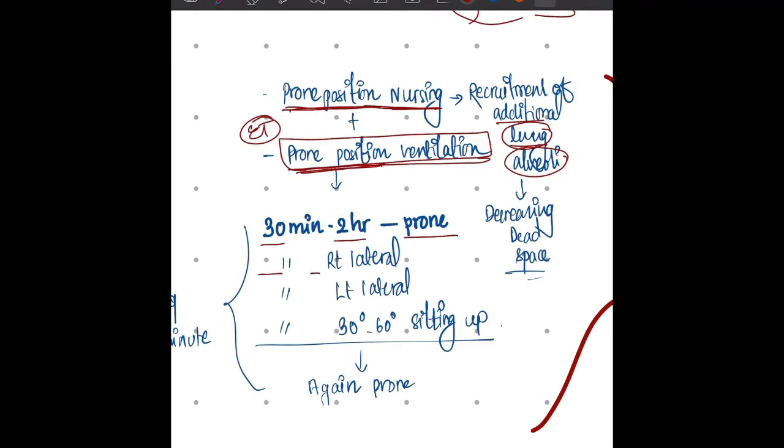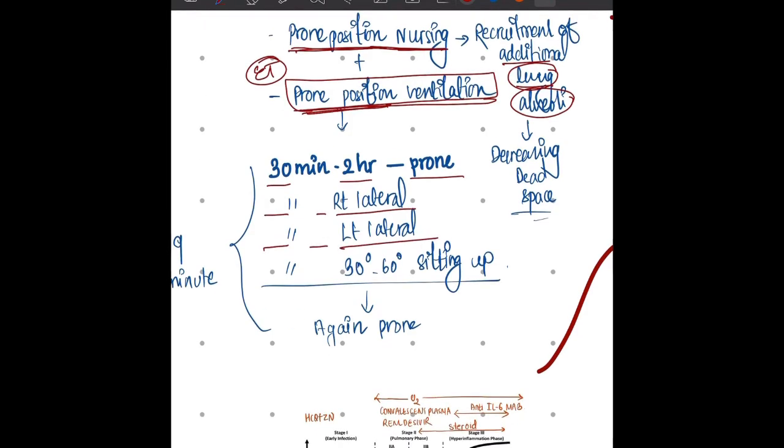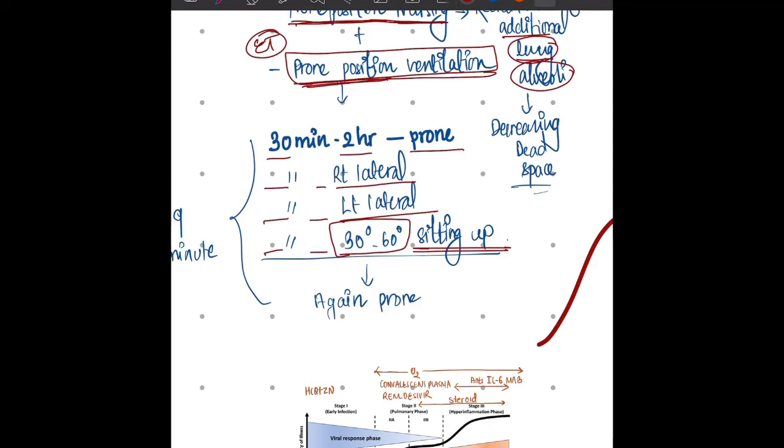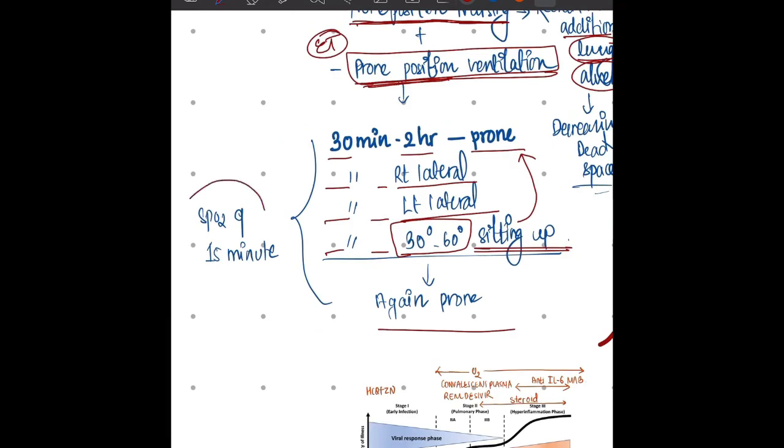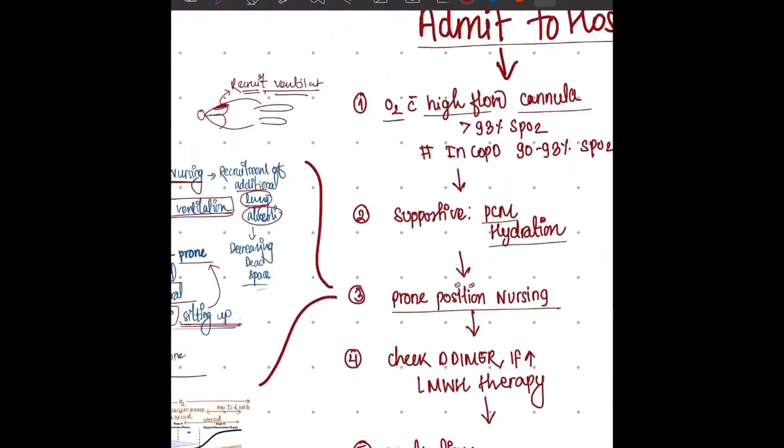Then for the next 30 minutes to 2 hours, keep the patient in right lateral position. Then for the next 30 minutes to 2 hours, keep the patient in left lateral position. And finally, for the last 30 minutes to 2 hours, keep the patient in sitting up position with a 30 to 60 degree tilted up angle, right? And then once again go back to 30 minutes to 2 hours of prone position. And every 15 minutes, keep on checking SpO2, right? If SpO2 decreases, change the position. So this was the method of doing prone position nursing.